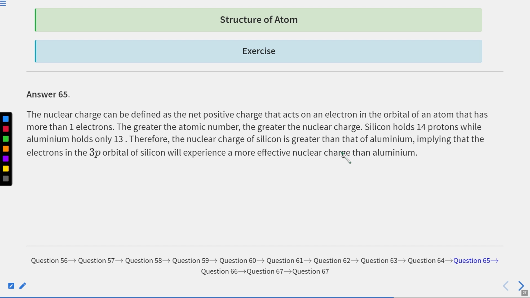So it is written also. Since silicon holds 14 protons.